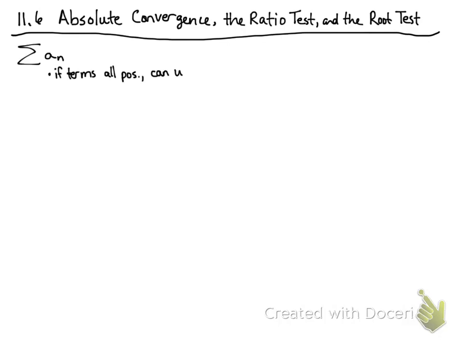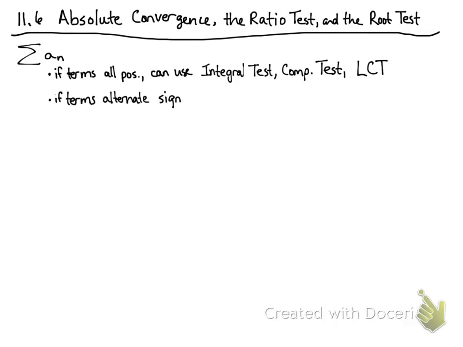So, up to this point, when we've been looking at a series and trying to determine if it converges or diverges, most things we've done have required that the terms all are positive. Right? In that case, you can use the integral test or the comparison test or the limit comparison test with a known series. On the other hand, if the terms alternate sign, positive, negative, you might be able to use the alternating series test.